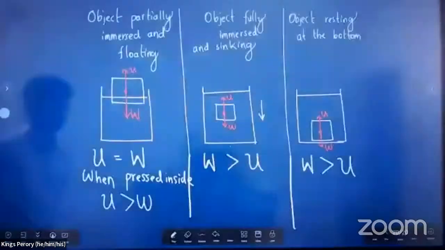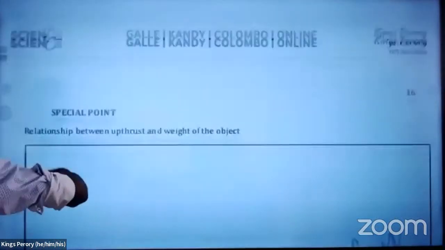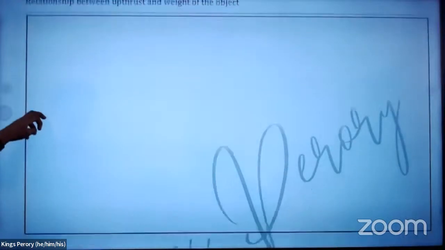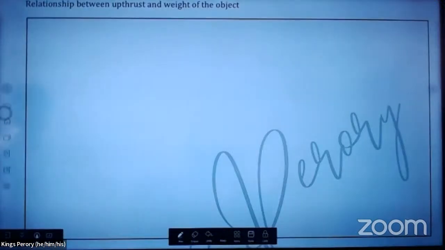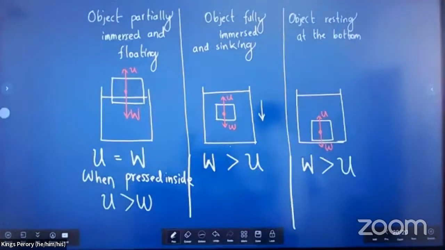There's a box given. Which box? On the next page, there's a box. Special point: relationship between upthrust and weight of the object. A big box is given. I want you all to write. Think and write. Nice, big connections.